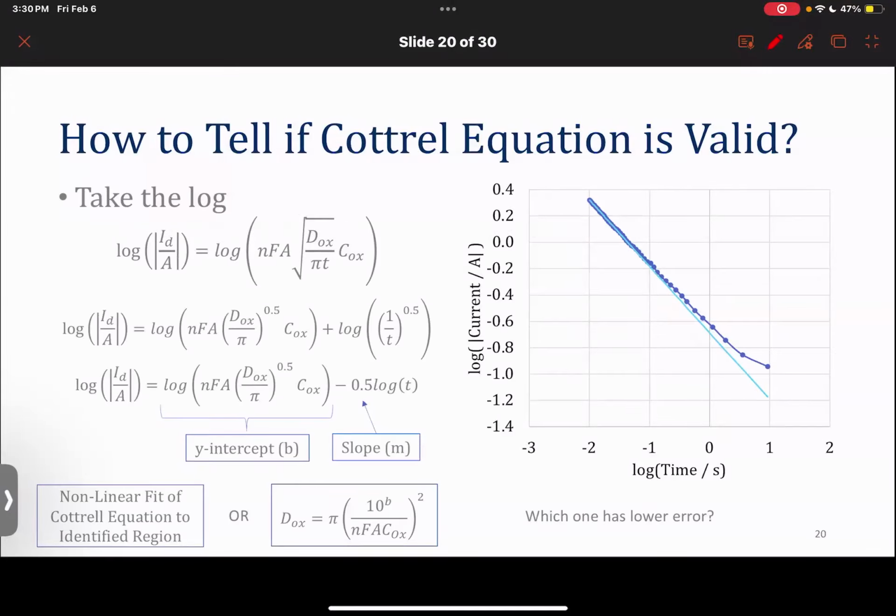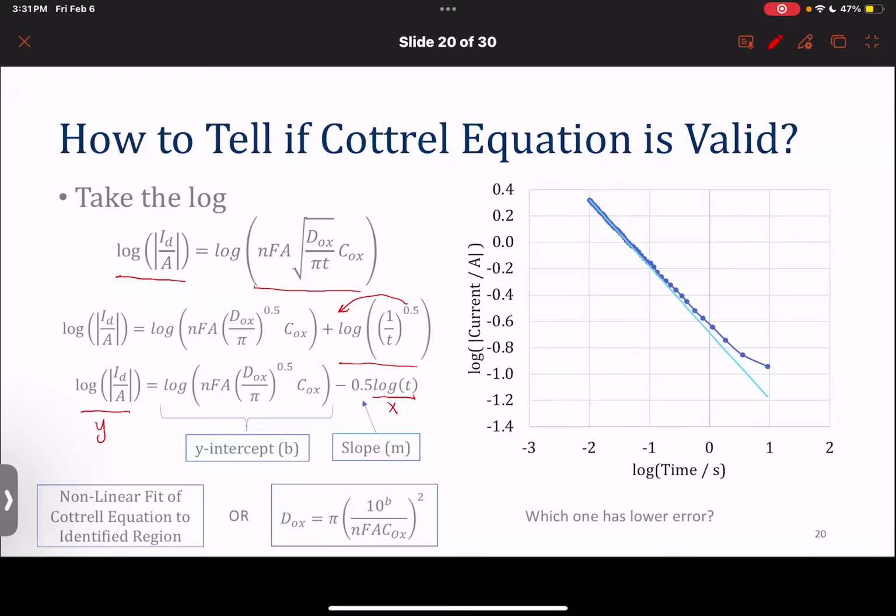If I take the log of the Cottrell equation, you can see that I get the log of my current over here, log of the Cottrell equation right here. I can use some logarithm rules to break this down, and then I treat my log of t as my x and my log of current as my y. My y-intercept will be everything else from the Cottrell equation, and my diagnostic here is the slope.